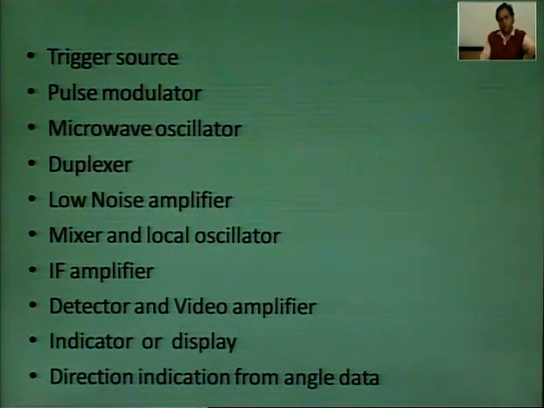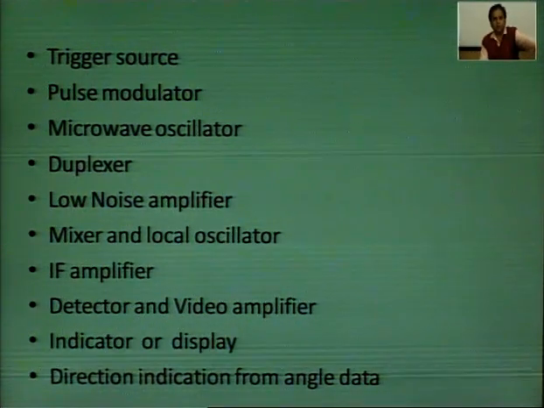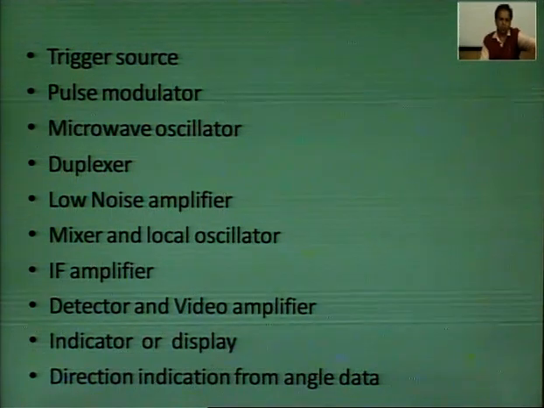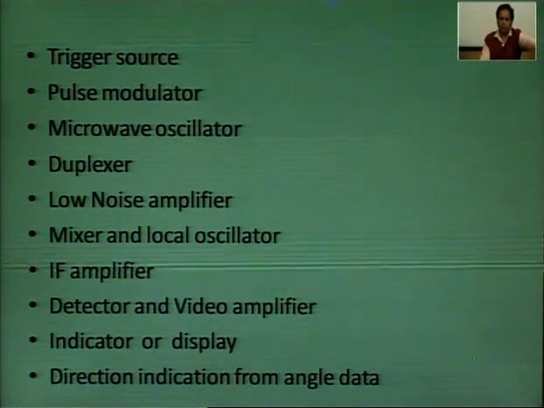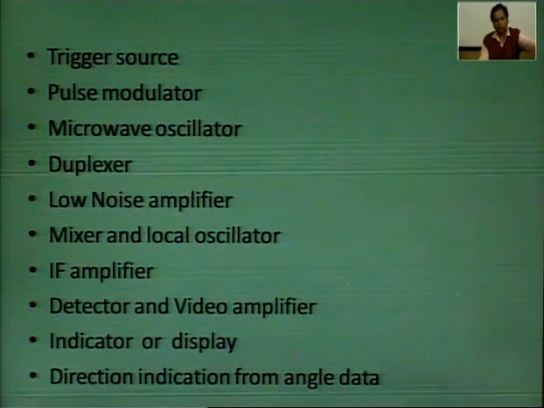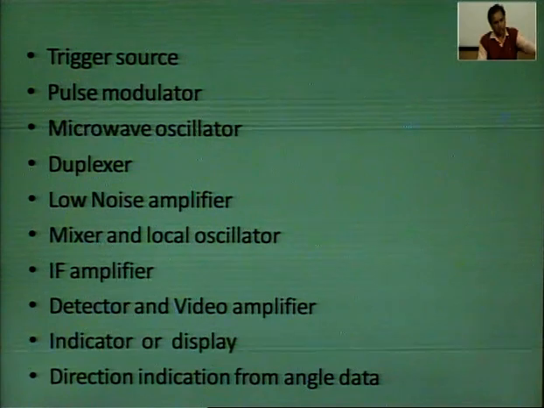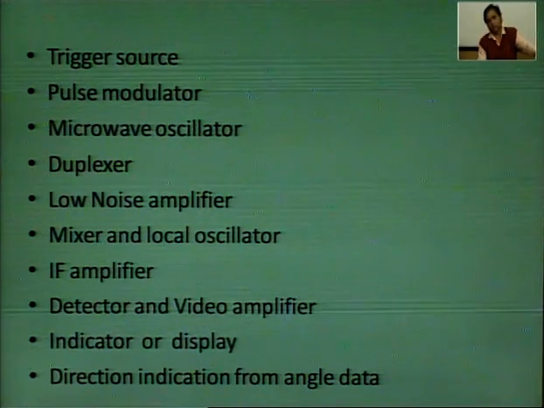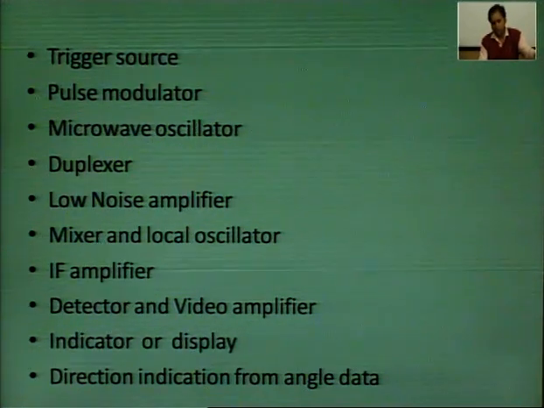So, these are the various constituents: trigger source, pulse modulator, microwave oscillator, duplexer, low noise amplifier, mixer and local oscillator, IF amplifier, detector and video amplifier, indicator or display, and direction indication from angle data, as has been explained.